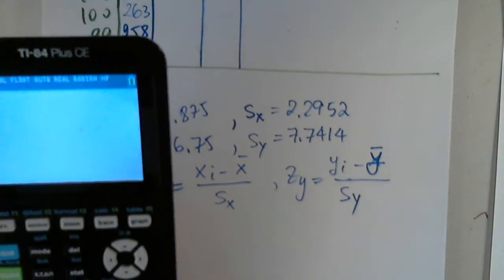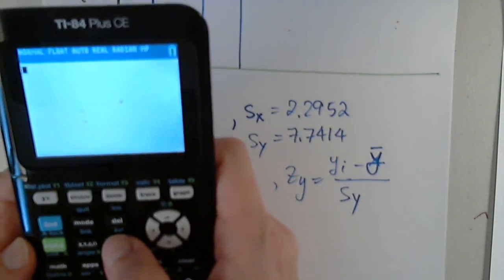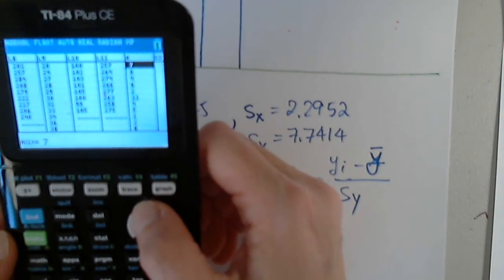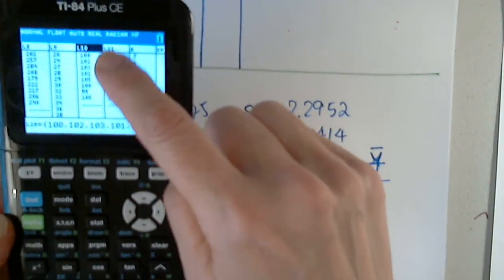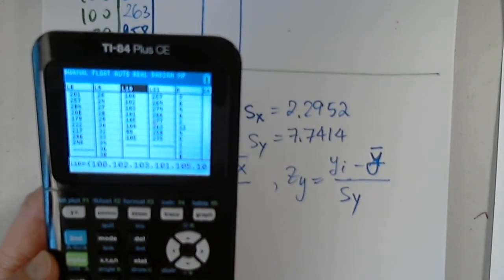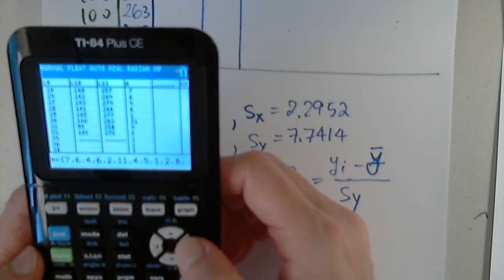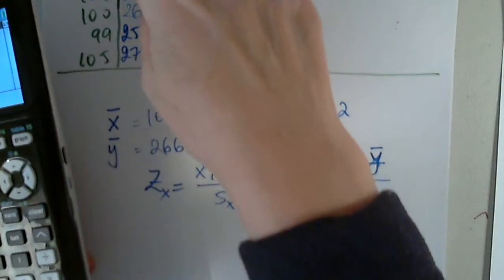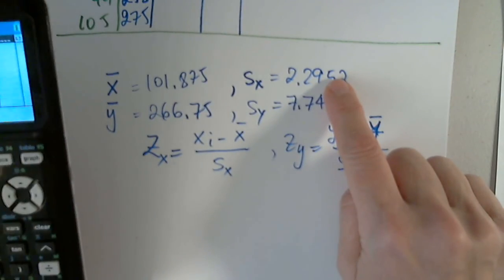So here's one way. Of course, I should be doing this with the lists, instead of doing it by hand for each and every one of them. So do we have the data set? Do we have xi and yi in the graphing calculator? If we do, what I'm going to do is create a list that does this for me. It takes all the entries from xi, subtracts this number, and divides by this number, all of them at once.